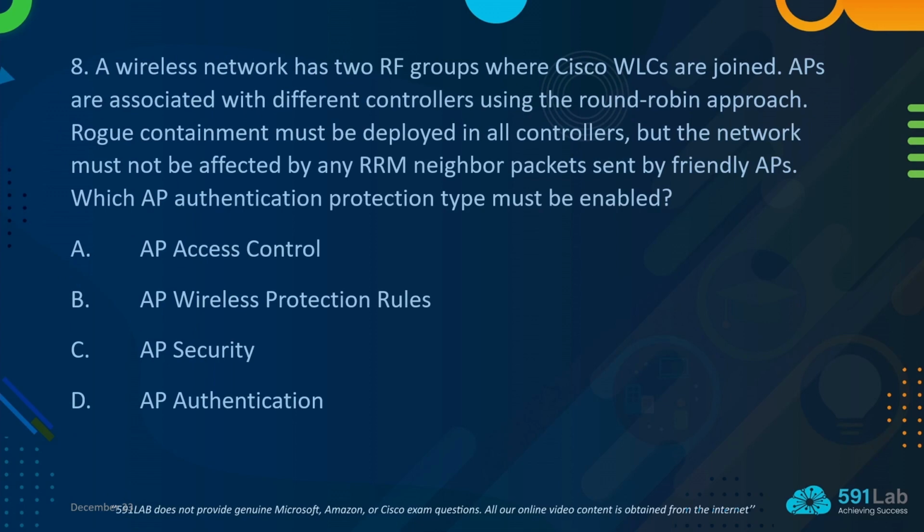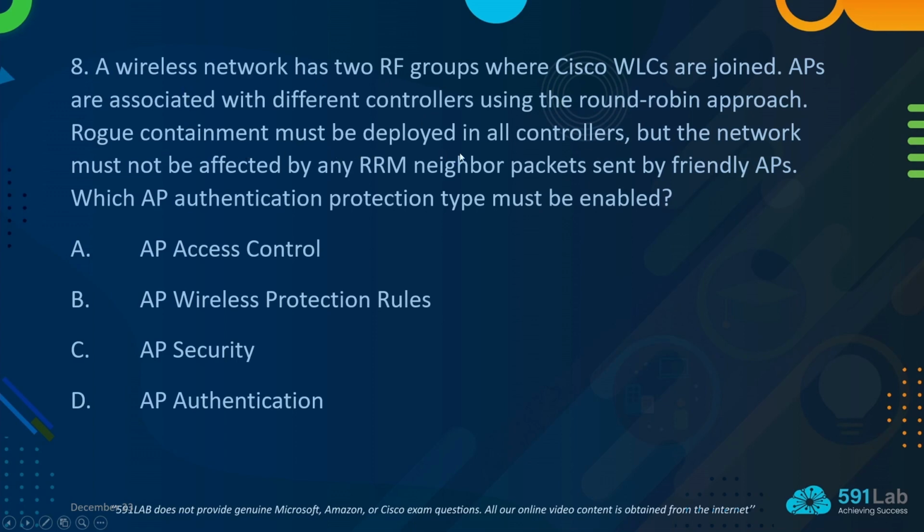A wireless network has two RF groups where Cisco WLCs are joined. APs are associated with different controllers using the round-robin approach. So we have two RF groups where the Cisco WLCs are joined. We have multiple WLCs, and the APs are associated with different controllers using round robin, which means the first AP can go to the first one, the second AP goes to the second one, a third AP can go back to the first one, and so on.